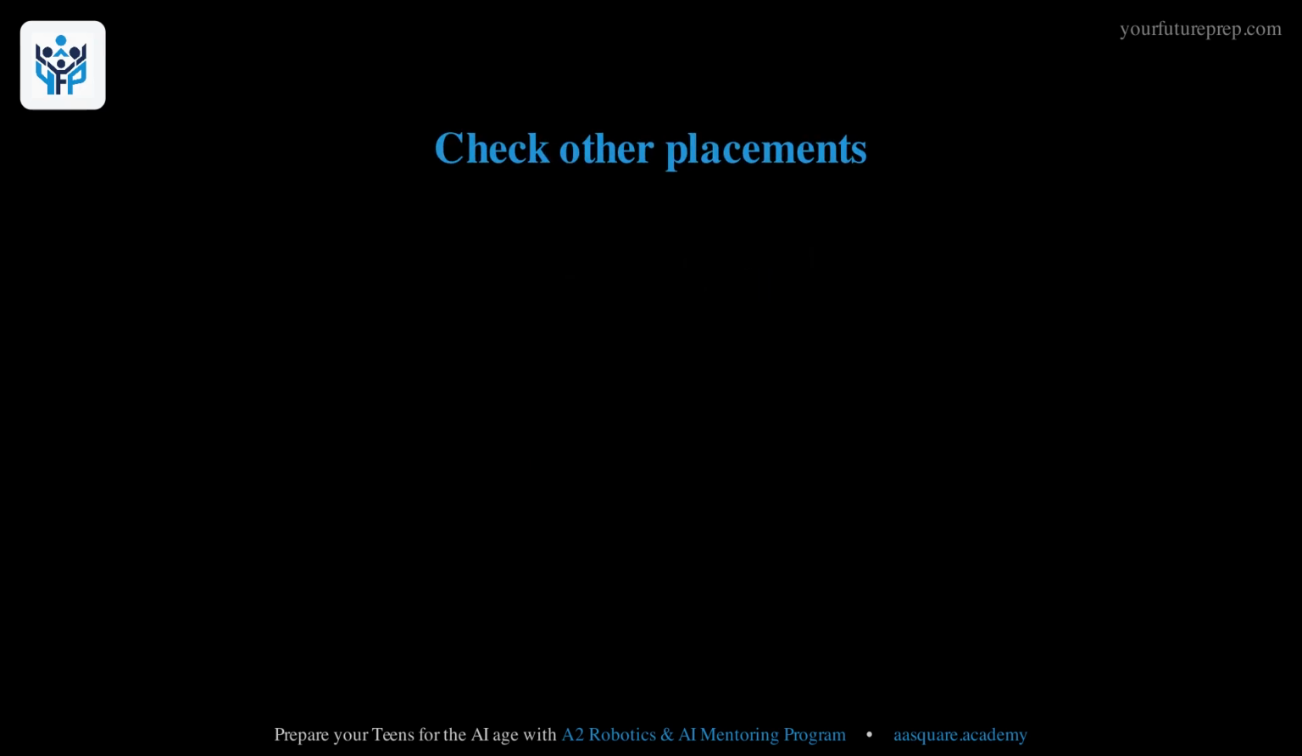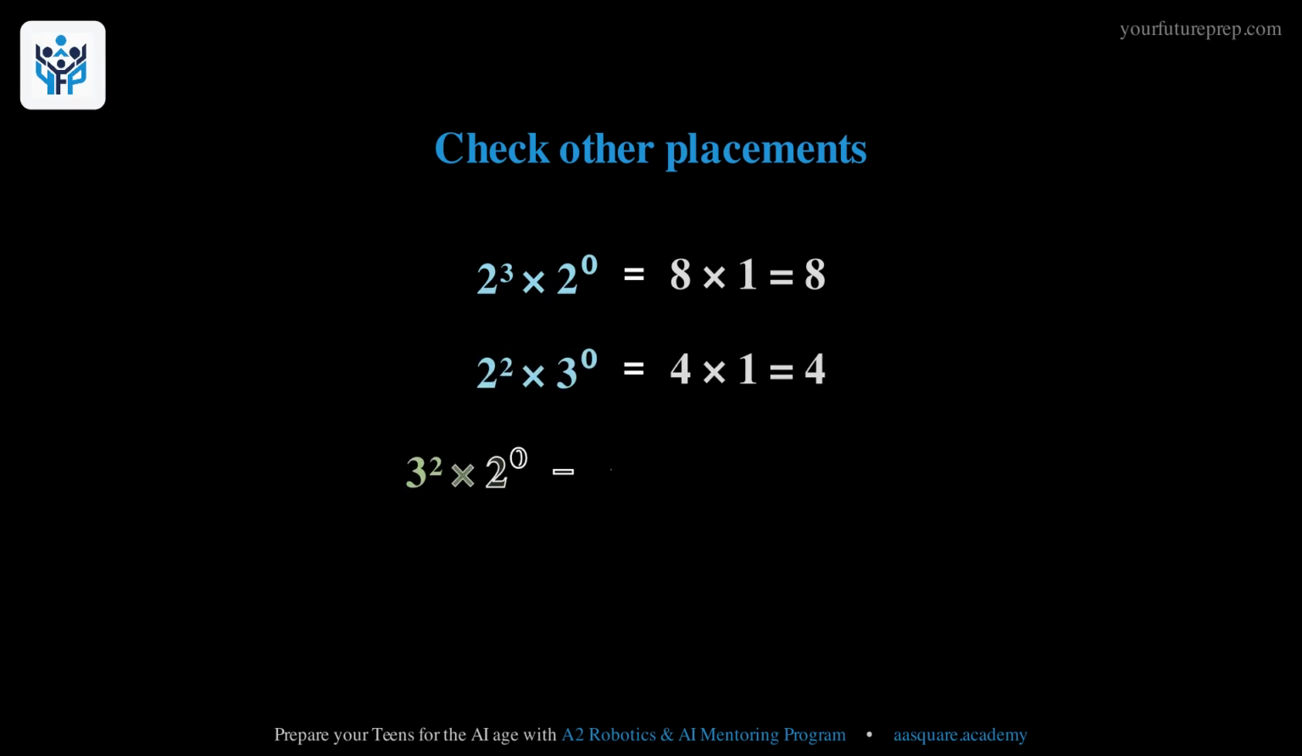Let's check some other placements. 2 cubed times 2 to the 0 is 8 times 1, which is 8. 2 squared times 3 to the 0 is 4 times 1, which is 4. Both are less than 9.